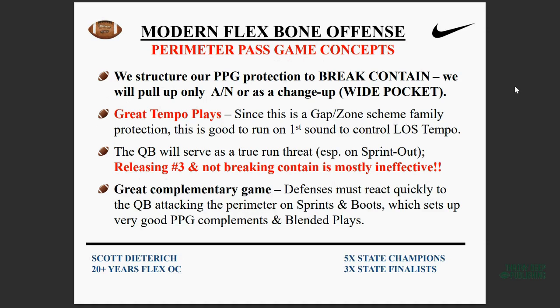We will only pull up as needed. And if we do, we want to basically create a pocket outside the box. Great tempo play because it's a gap zone scheme family protection. It's great to run on first down to control our line of scrimmage tempo and mix up the when part of football, when we snap it. Quarterback a lot of times will serve as a true run threat, especially on sprint out. Release in number 3, if you're in trips, and not breaking contain, because that edge stretches and comes upfield, to me is mostly ineffective, especially under center.